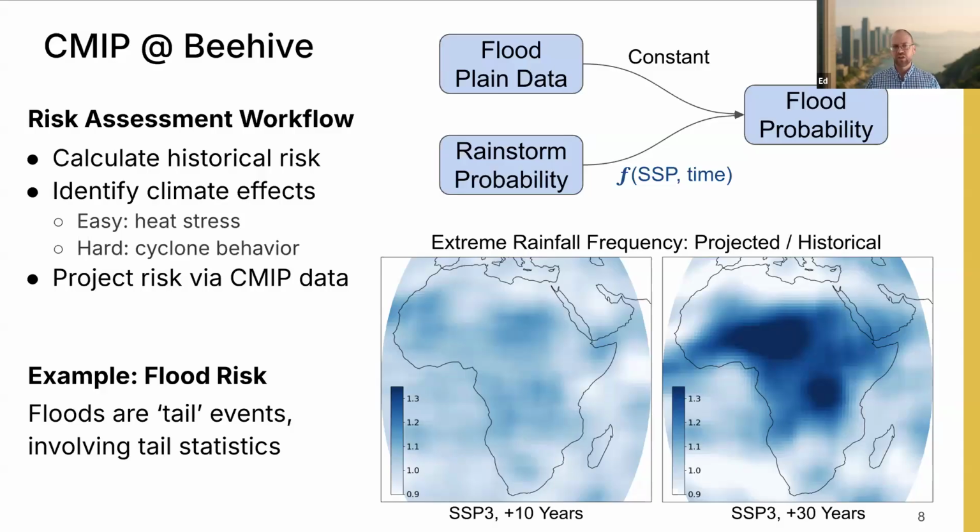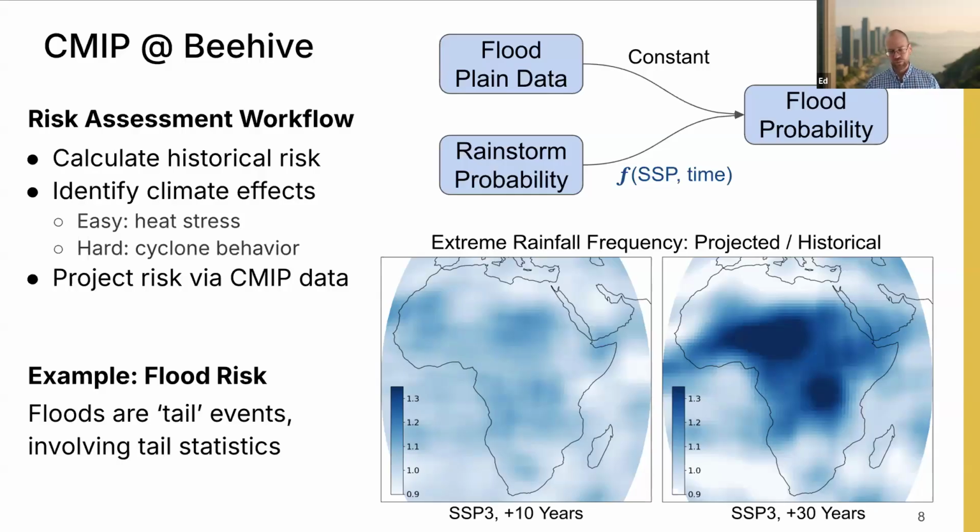So we could do something like go to a cyclone database and get that historical risk rate at any location. And then we need to understand what are the climate effects on that risk and how will they evolve over the next 100 years or 30 years or whatever our time scale is. And that's easy to do for some risk types like heat stress, where temperature and humidity are quantities that are directly being solved for in these models.